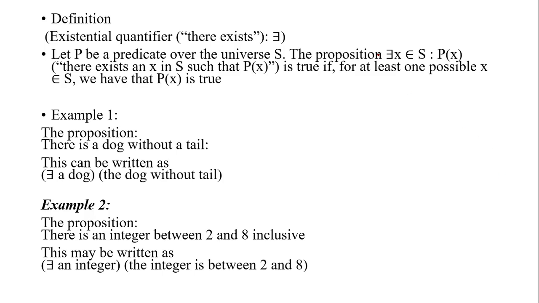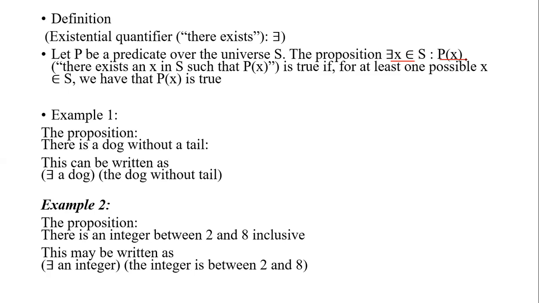∃ x belonging to S, P of x. It means that there exists an x in S such that P of x is true if, for at least one possible x belonging to S, we have that P of x is true.